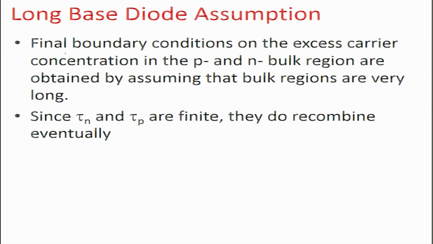Secondly, since tau n and tau p are finite numbers, there is a finite lifetime of carriers. The carriers do recombine eventually, at some point they do recombine. So we can say that delta Pn at plus infinity is equal to 0 and delta Np at minus infinity is equal to 0, which means whatever minority carrier concentration you had at the boundary of the depletion region with respect to the bulk region, it goes down to the equilibrium concentration eventually, because the perturbation becomes equal to 0.